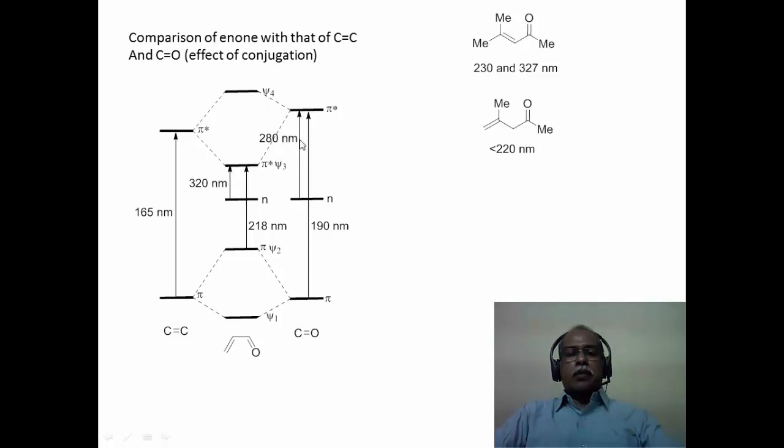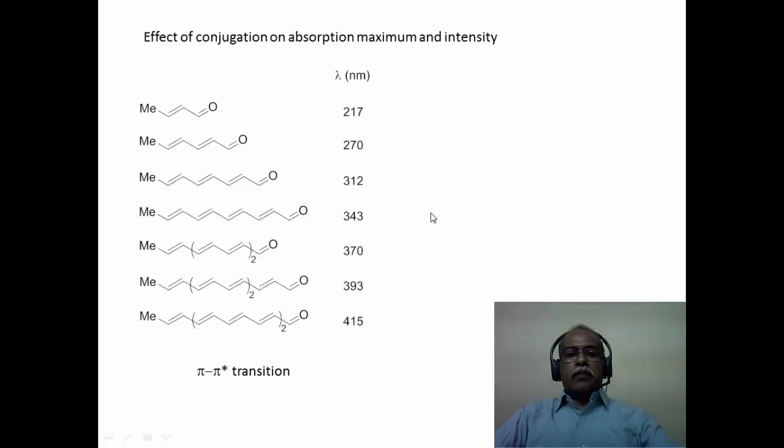So this essentially explains the effect of conjugation of a carbonyl compound for the n to pi star as well as the pi to pi star transition. And this effect can be clearly seen in the case of a conjugated system. This is a single double bond conjugation. This is two double bond conjugation and so on, up to, for example, 7 double bond conjugation shown here.